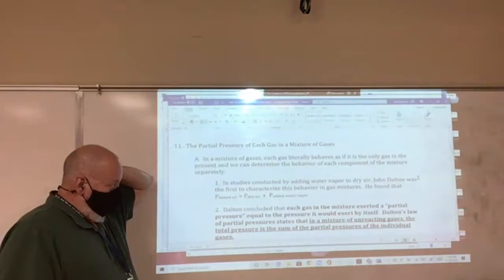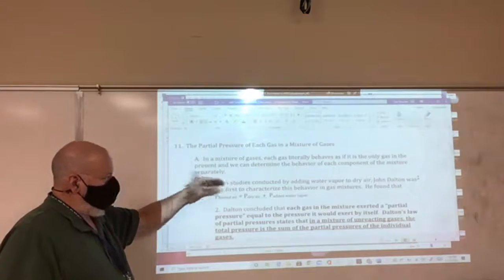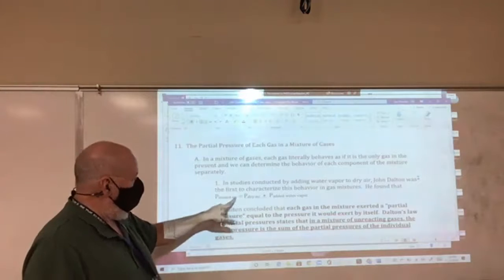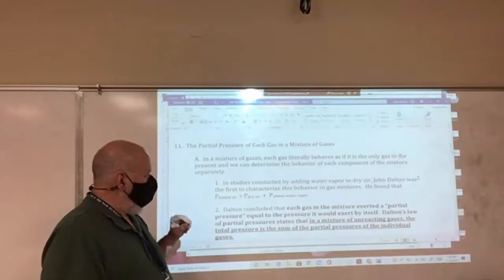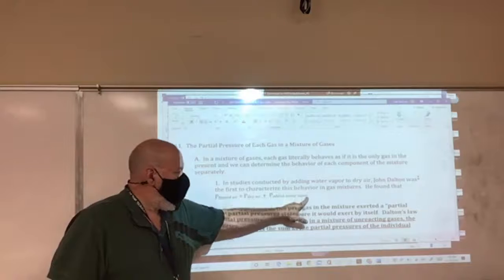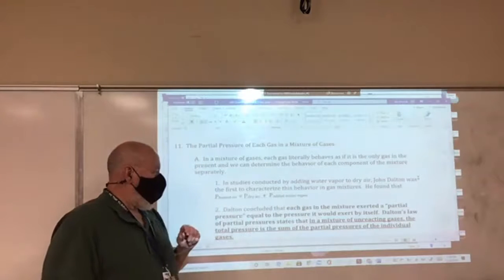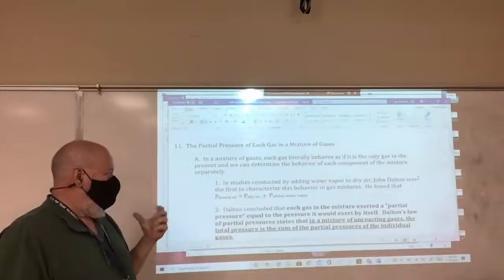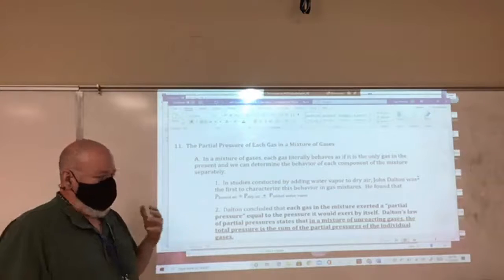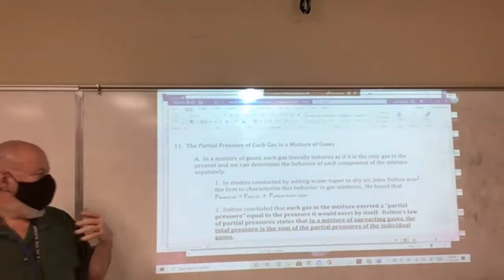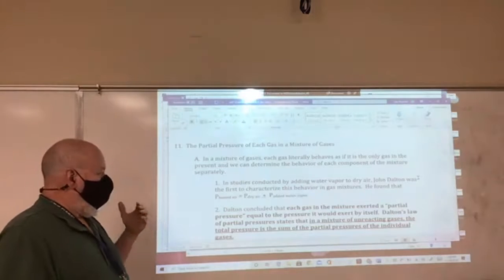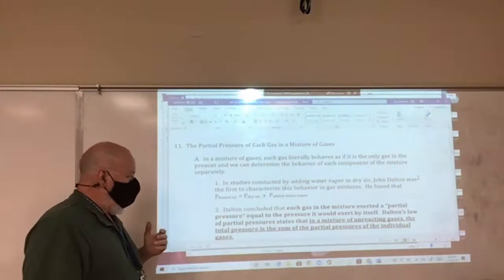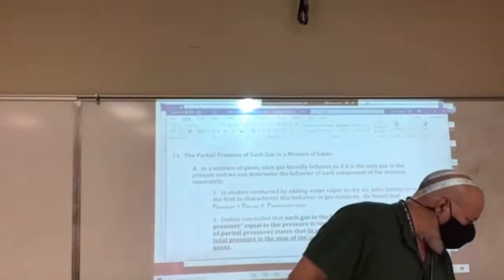Studies conducted by adding water vapor to dry air. Dalton was the first to characterize this behavior, and he found that the pressure of humid air equaled the pressure of dry air plus the pressure of the added water vapor. So he literally took a container of dry air and measured the pressure of it. And he took a container of water vapor and figured out what the pressure of that was, and then put them together and found out what the combined pressure was.